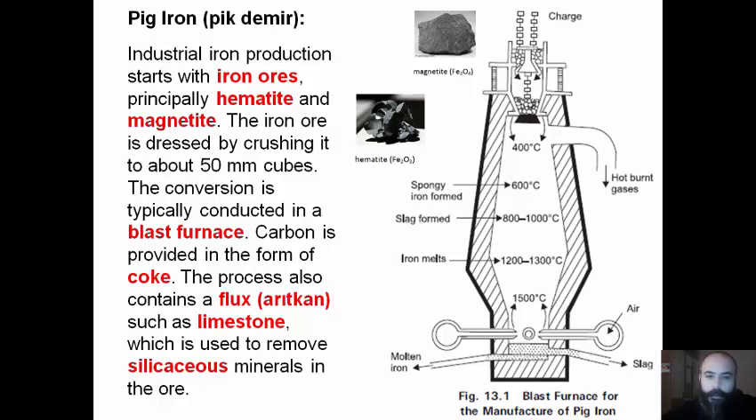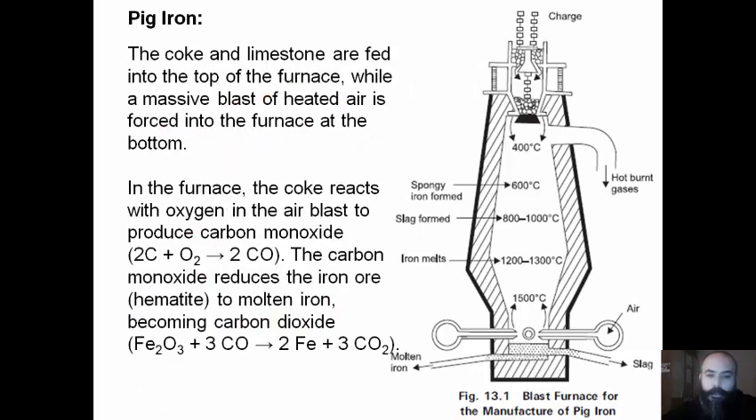The process also contains a flux, such as limestone, which is used to remove silicaceous minerals in the ore. The coke and limestone are fed into the top of the furnace, while a massive blast of heated air is forced into the furnace at the bottom. In the furnace, the coke reacts with oxygen in the air blast to produce carbon monoxide. The carbon monoxide reduces the iron ore hematite to molten iron, becoming carbon dioxide.